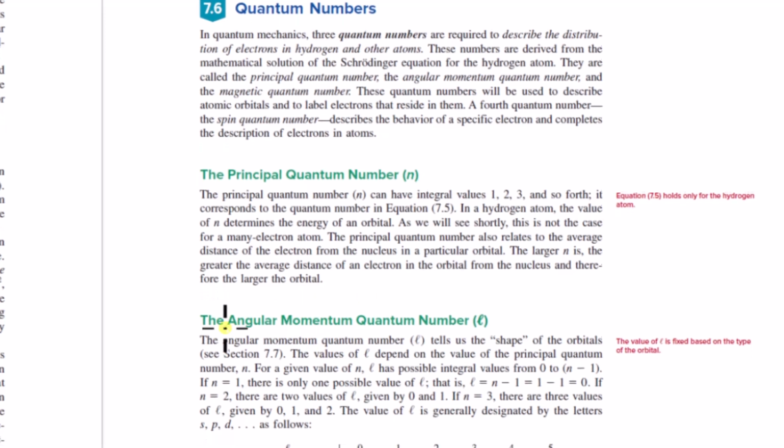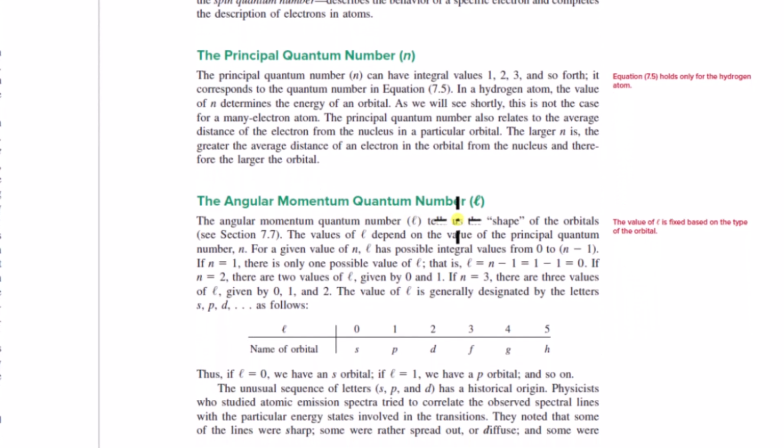All right, next quantum number, the angular momentum quantum number. This was n, this is l. The angular momentum quantum number tells us the shape of the orbital. The values of l depend on the value of the principal quantum number n. For a given value of n, l has possible integral values from 0 to n minus 1.